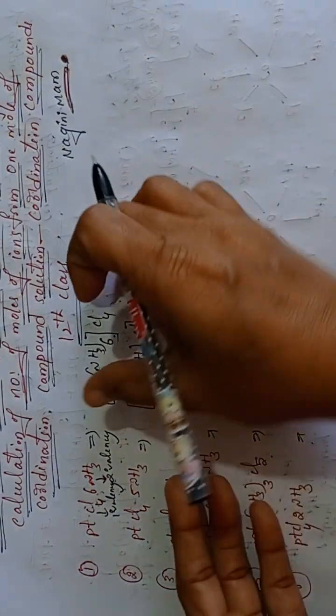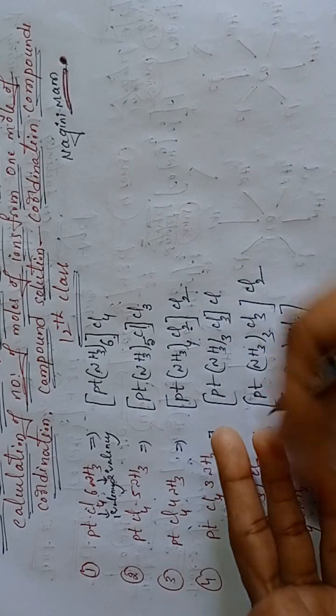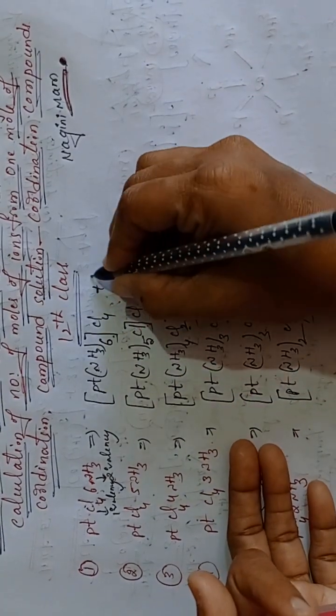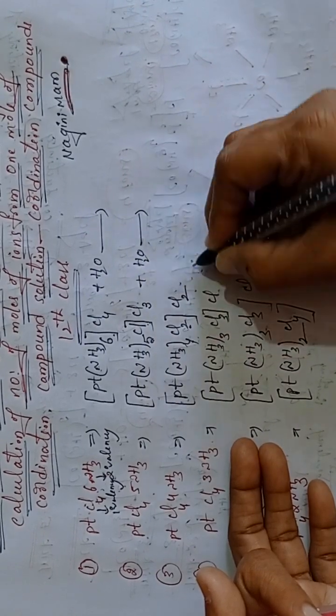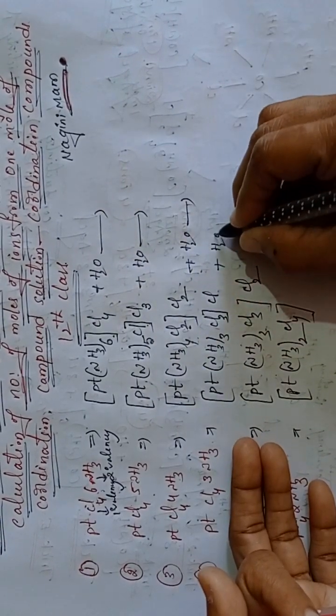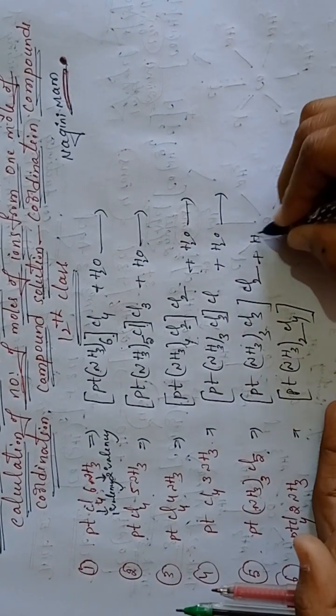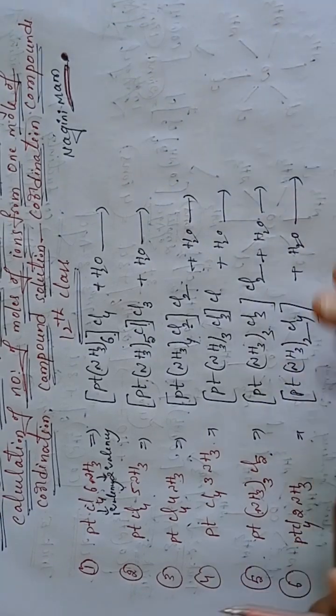How many ions? That means when these coordination compounds are added to the water, how many ions are they producing? When added to the water, students, how many ions are formed? It produces how many moles of ions? When it is added to the water, it dissociates into how many ions?